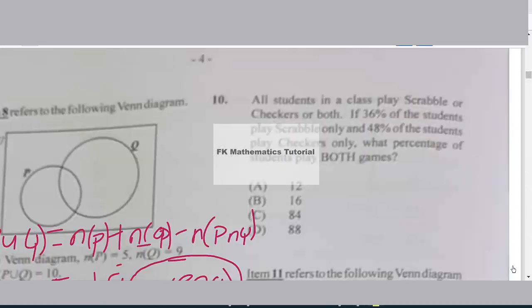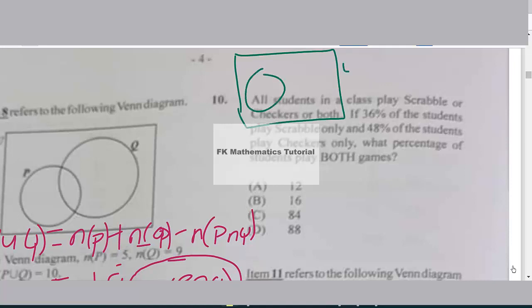Alright, now let's look at number 10. All students in a class play Scrabble or checkers or both. If 36% of the students play Scrabble only and 48% of the students play checkers only, what percentage of the students play both games? So let's use a Venn diagram to illustrate this. So the universal set will be 100.